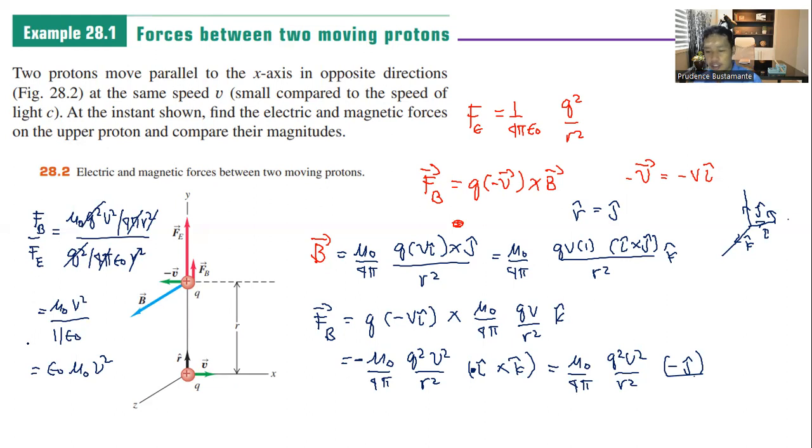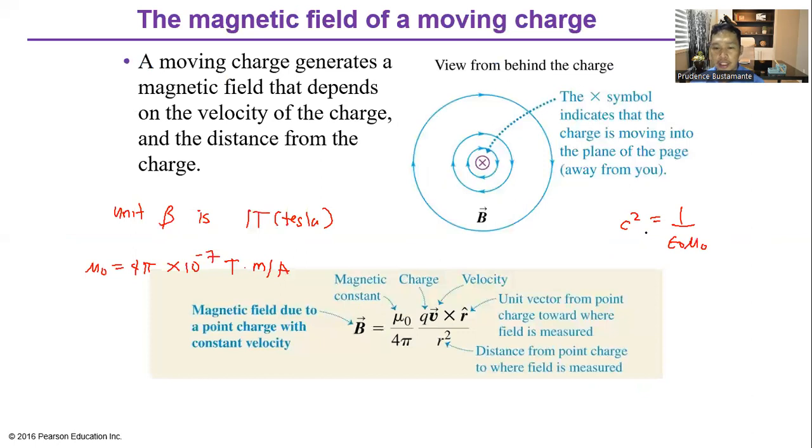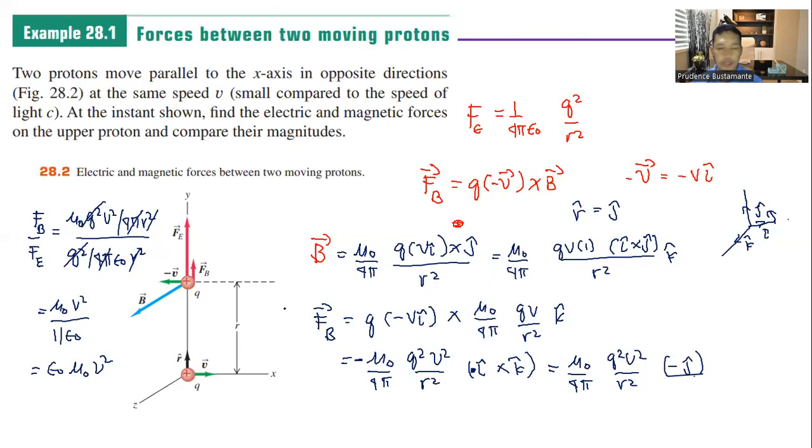So, if you recall by this formula, mu naught epsilon naught v squared, since mu naught epsilon naught is just equal to 1 over c squared, therefore FB over FE is equal to v squared over c squared. Okay, so that's how to calculate.